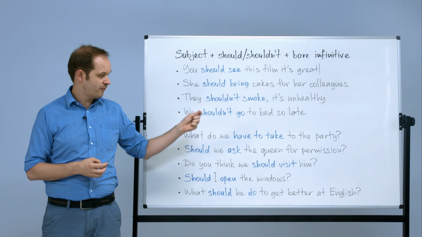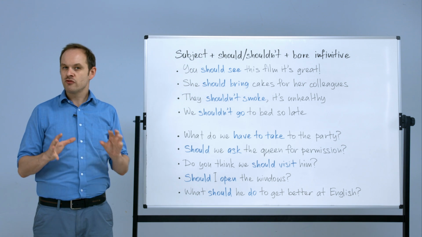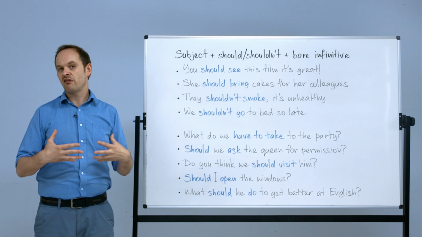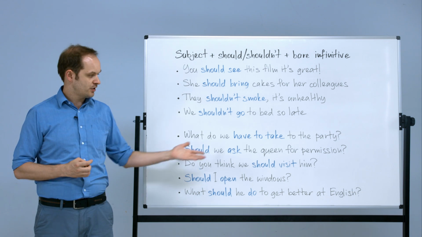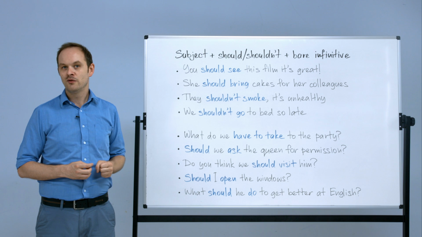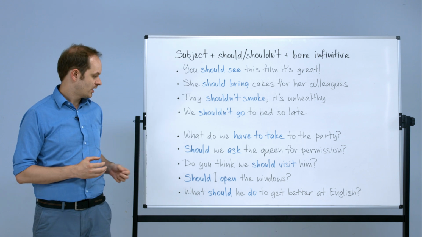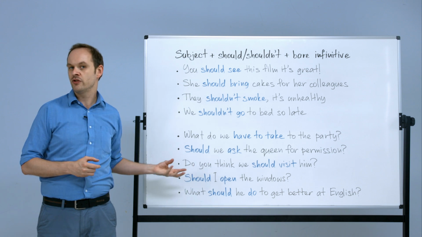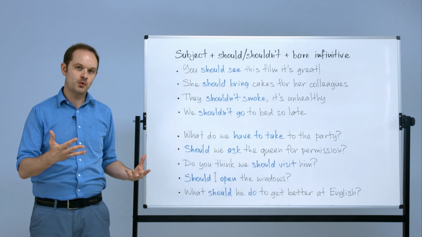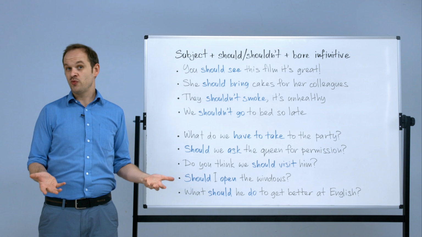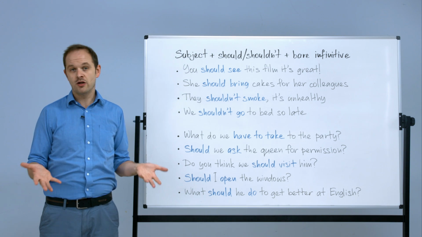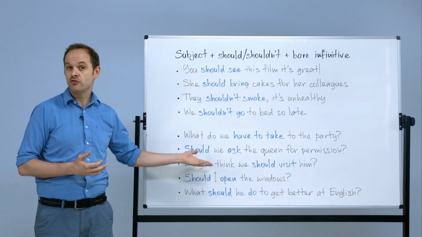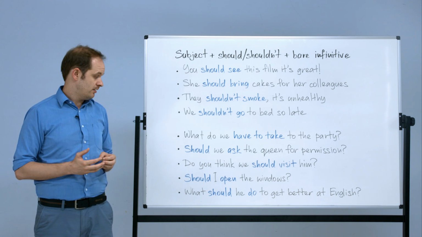Should we ask the Queen for permission? A very weird rule in English is the fact that should with we can only be used in very, very formal situations. For example, asking the Queen for permission to do something. Do you think we should visit him? So this is a more common way of using should. It's an informal situation. We wouldn't say, should we visit him? Because like I said, we can only really use should we in formal situations. So instead, we add the do you question form here.